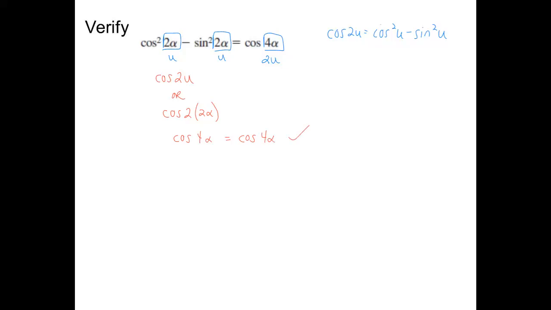So again, sometimes we can use a direct replacement, even though it looks kind of crazy because the angle that we were working with was already a double angle, but that'll work here in this particular case.